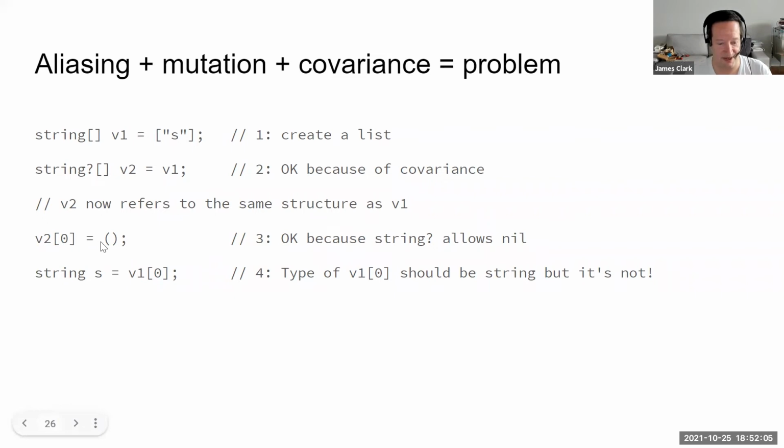Now, the first member of that was a string. Suppose we assign nil to the first member via this alias, and then we access it via the original one. We've got a problem. Somewhere this has got to fail. This can't work, right? So we've got a problem.